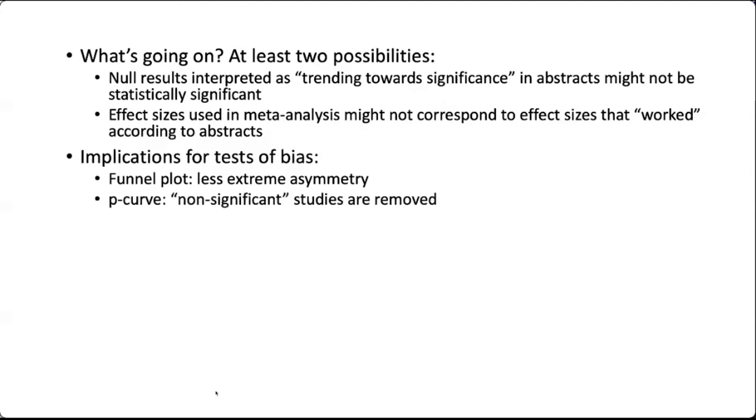And consider p-curves. With p-curves, non-significant effect sizes are removed from the analysis. This means that when 61% of studies are significant, many studies are removed, but when 98% of effect sizes are significant, almost none are removed. Again, the extent of the bias in the literature might be hidden.